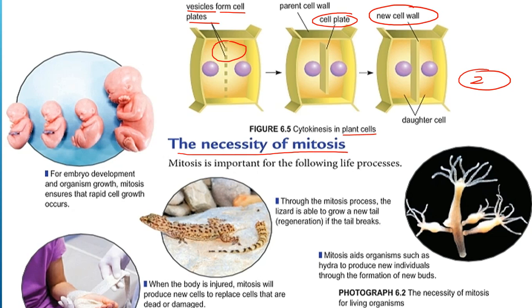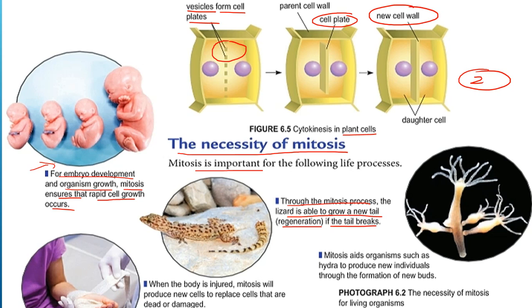Apakah kepentingan mitosis? Okay, mitosis is important for the following life processes. For example, here, for embryo development and organism growth, mitosis ensure that rapid cell growth occur. Okay, and then we have, through the mitosis process, the lizard is able to grow a new tail. This is what we call regeneration. Okay, if the tail breaks, so they are able to grow a new tail. So this is regeneration. So itu adalah proses mitosis juga.